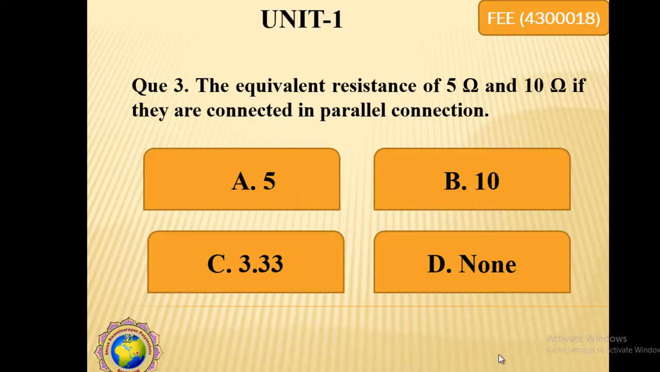Again question number 3. The equivalent resistance of 5 ohm and 10 ohm if they are connected in the parallel connection, then A 5, B 10, C 3.33, and D None. That you have to write. Kindly solve this example in the notebook and tick your answer.